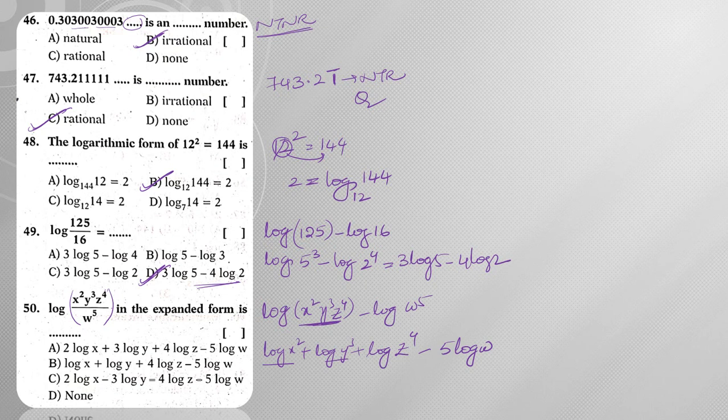Here also we can apply the power rule, so using that we are going to get 2 log x plus 3 log y plus 4 log z minus 5 log w. So this is nothing but my answer: 2 log x plus 3 log y plus 4 log z minus 5 log w. This is nothing but the expanded form of the given logarithm.